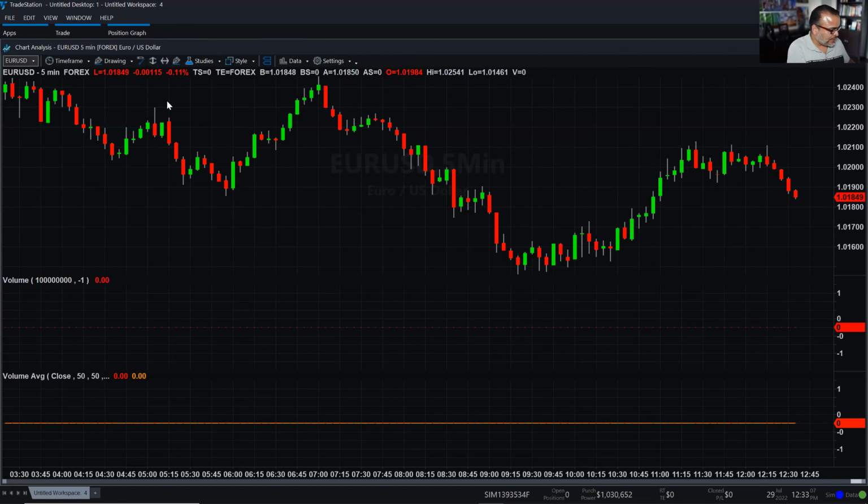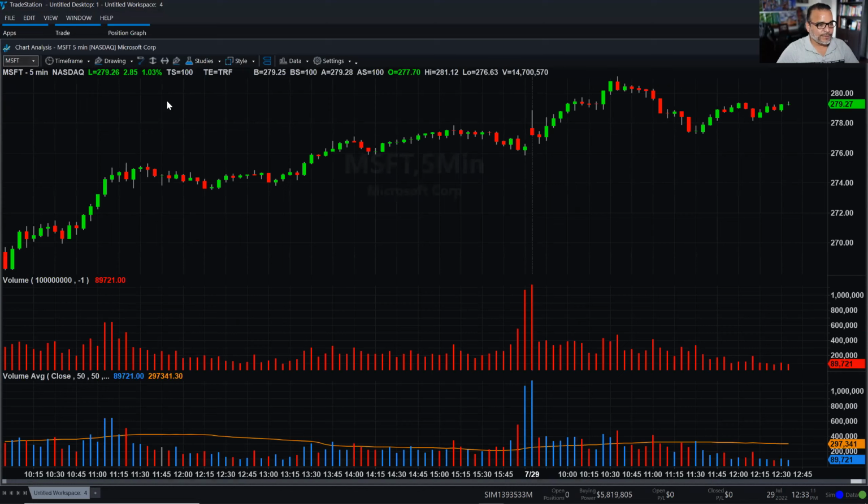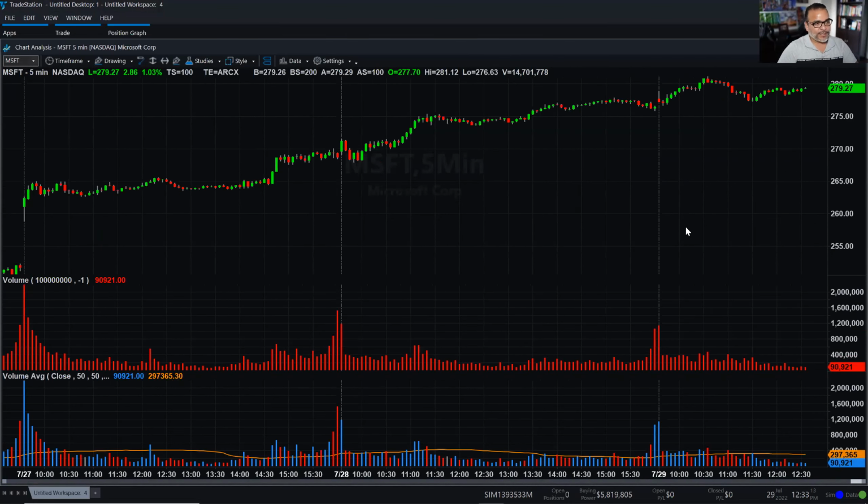But let me change the symbol to something that has volume. I'm going to go to Microsoft. Okay, perfect. So this is Microsoft. You can see how the two studies that I added at the bottom look very similar. The only difference between the two is the color, and one of them has an additional line running through it, like an orange line, the one at the bottom. The one at the bottom is showing you the average. So that orange line is just averaging volume.